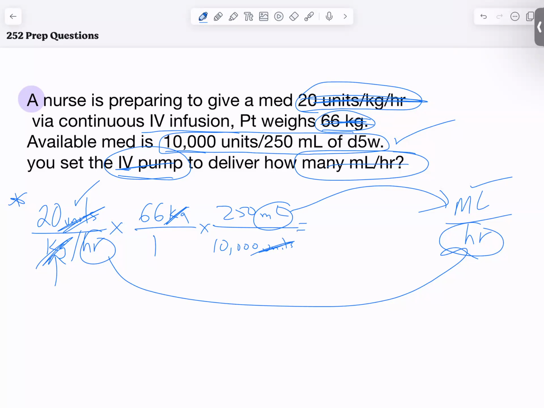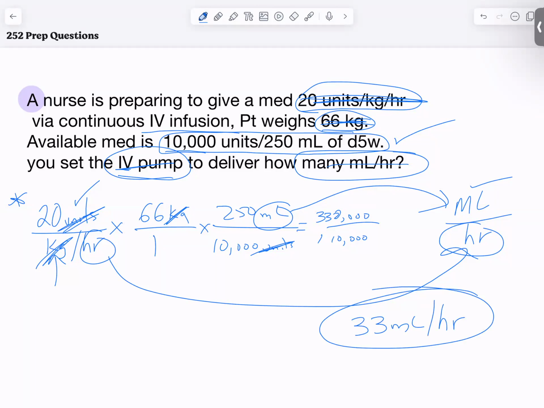20 times 66 times 250 is 330,000. Put that over 10,000, because 10,000 times 1 is 10,000. And when I divide, it will give me a beautiful, crisp 33 milliliters an hour. And that's what I'm going to set my IV pump to run at. Beautiful. So don't forget the basics. Get your given, know where your wanted is, and then make that path to it.